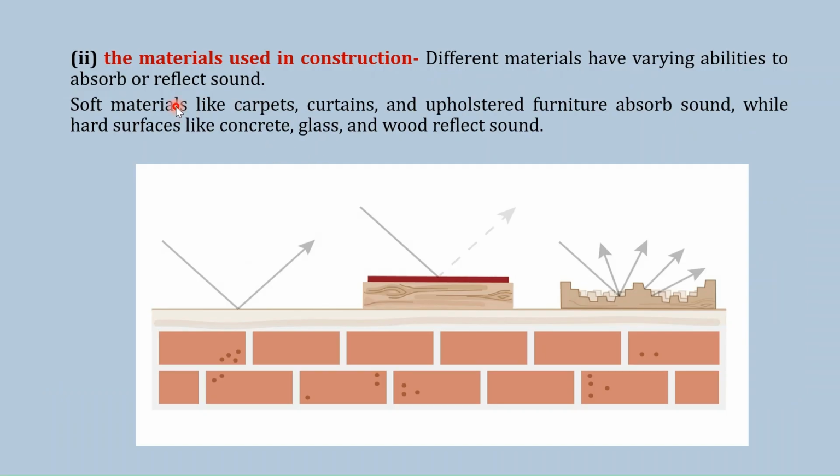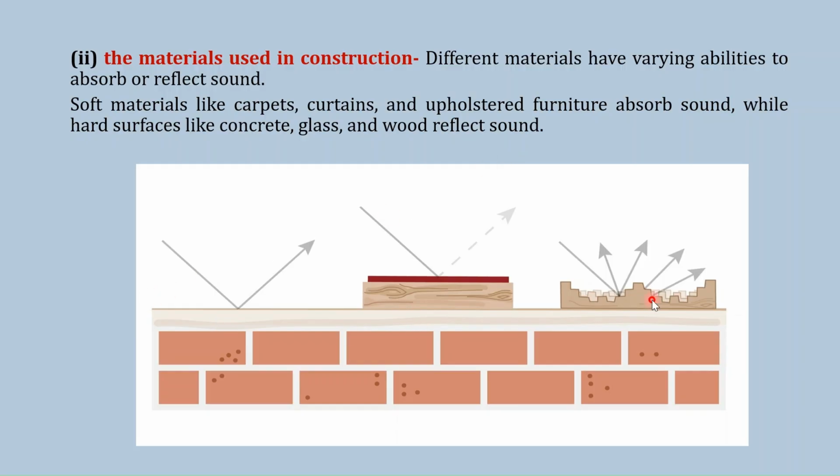And the reflection also depends upon the materials used in the construction of the room or the building, because different materials have varying ability to absorb or reflect sound. Soft materials like carpets, curtains and furniture have the tendency to absorb the sound waves, while hard surfaces like concrete, glass and wood reflect the sound.